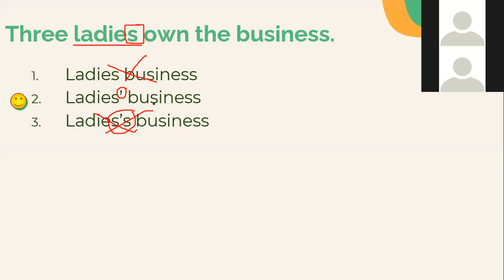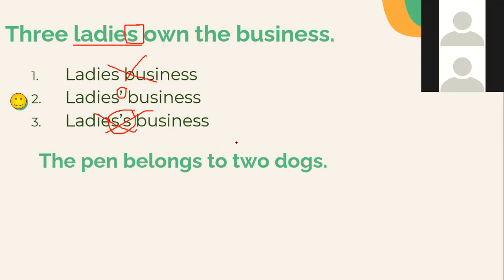Okay, let's take another example. The pen belongs to 2 dogs. Who are the owners here? The owners are 2 dogs. Dogs, is it singular or plural, guys?